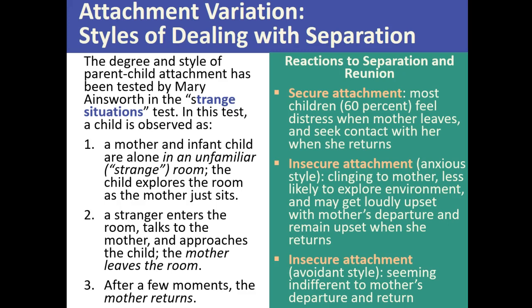Now, there are two kinds of insecure attachment. One is called anxious and one is called avoidant. The anxious child would be the one that clings to the mother. Even when they're in an unfamiliar room, the child won't go off and explore the room. They will not leave the mother. They'll cling to her. And when the stranger comes in, they'll cling to the mother even more. And if the mother tries to leave, they'll cling.